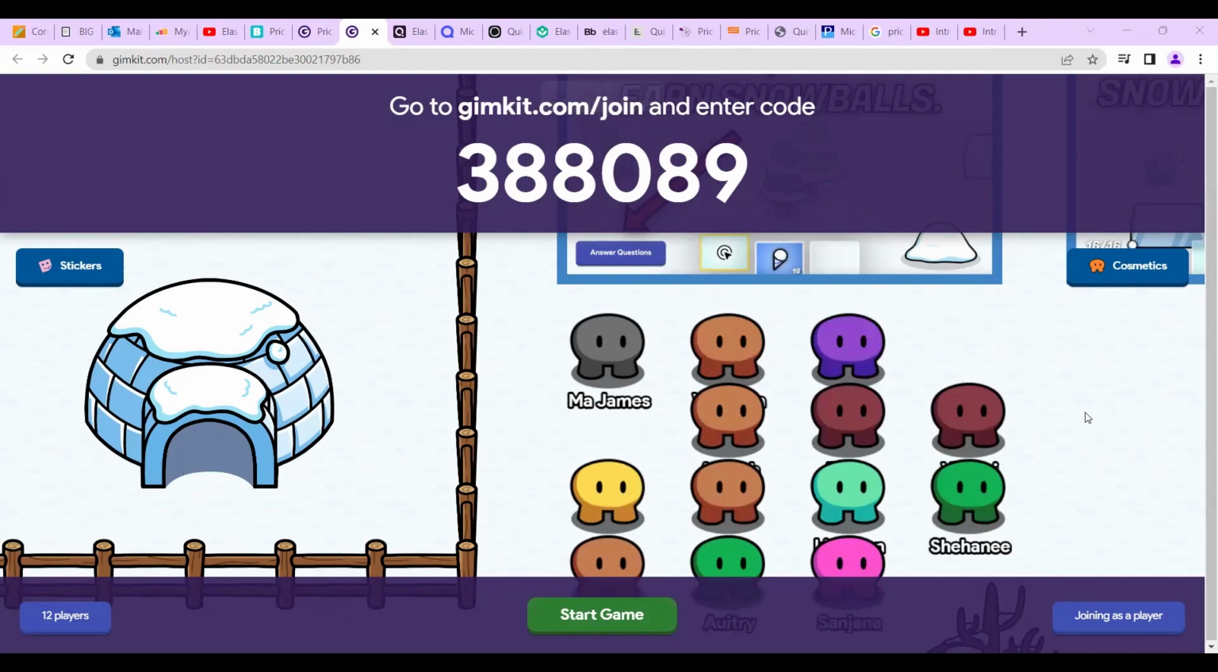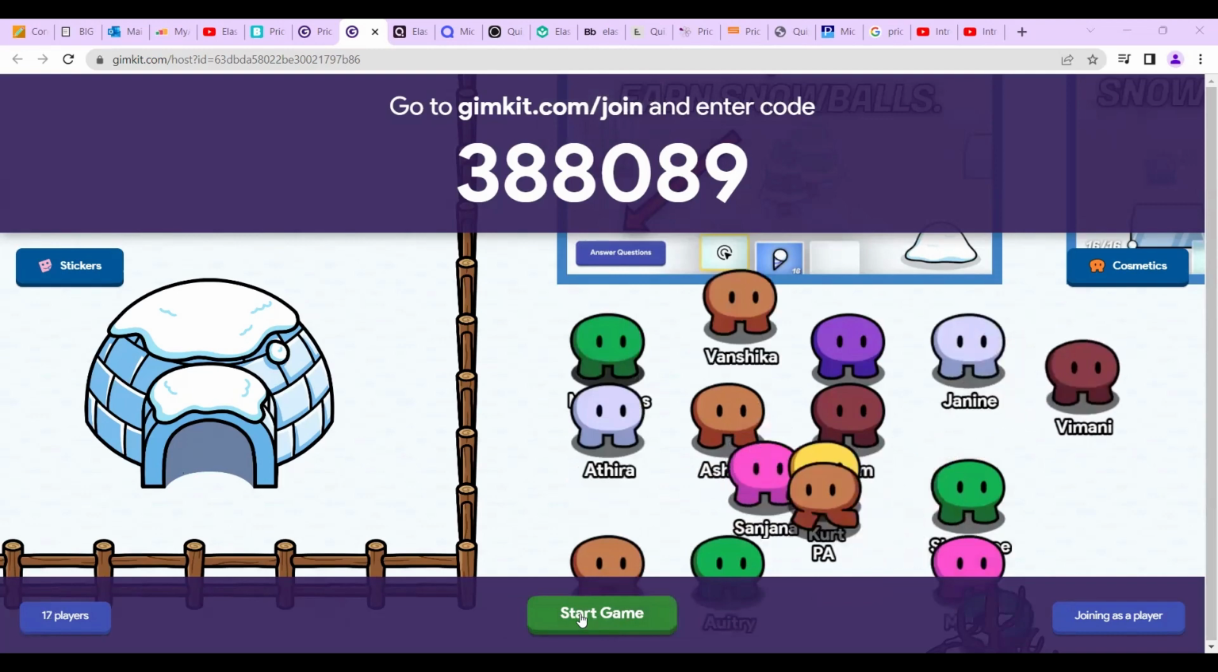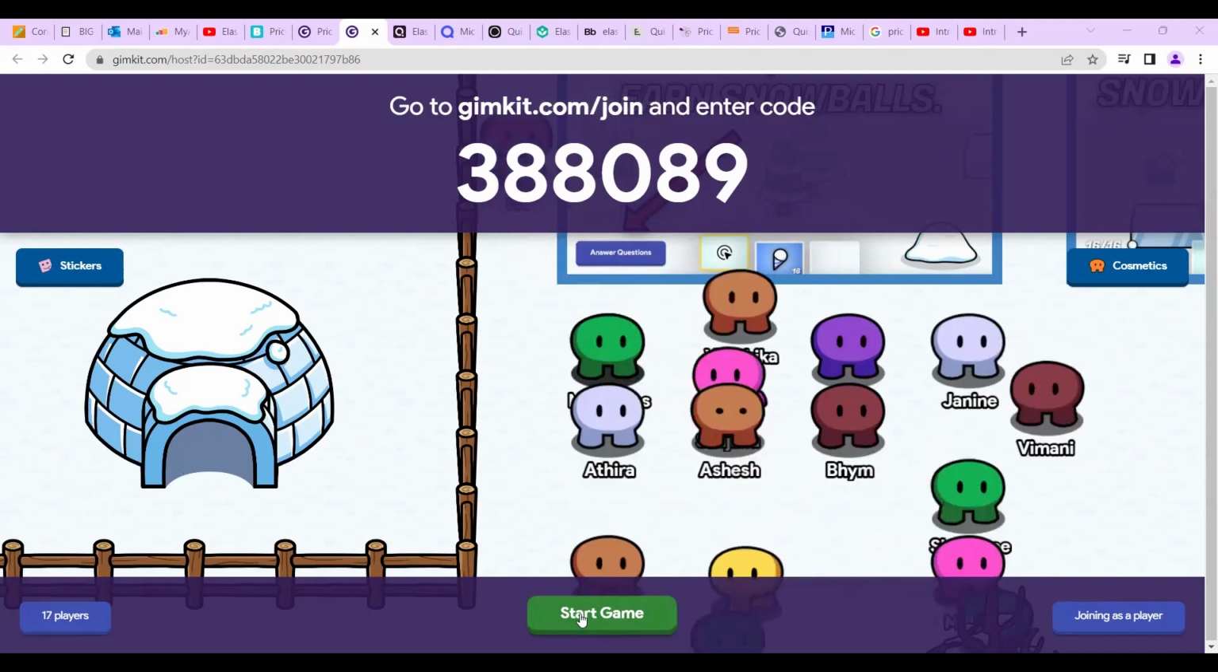So this is going to be more practice on price elasticity of supply for us. So I think we'll get started. There's no lockout period, so you can join anytime.